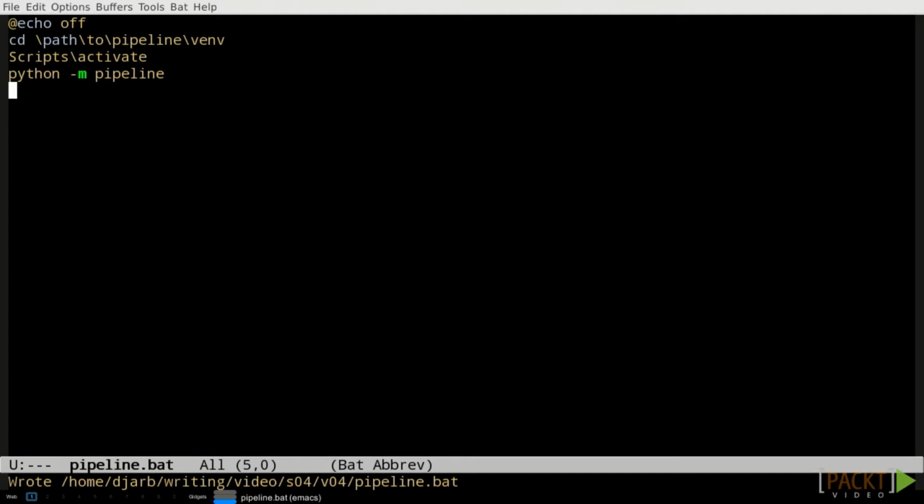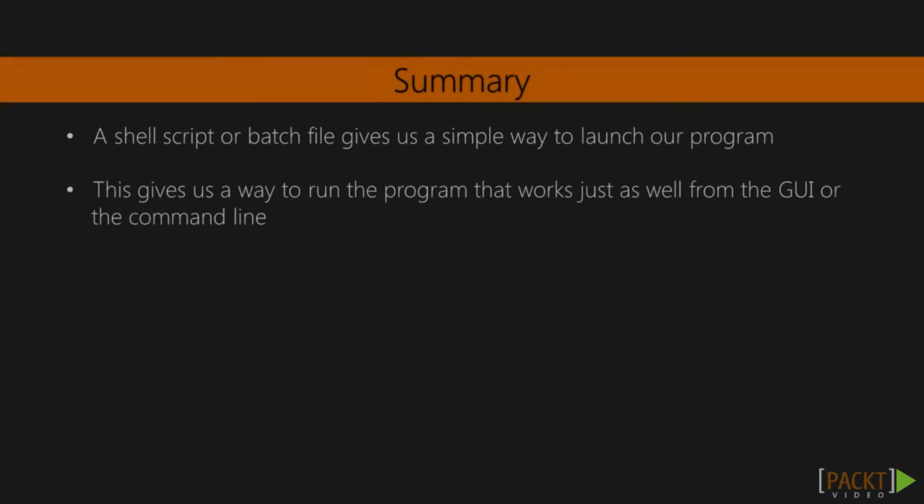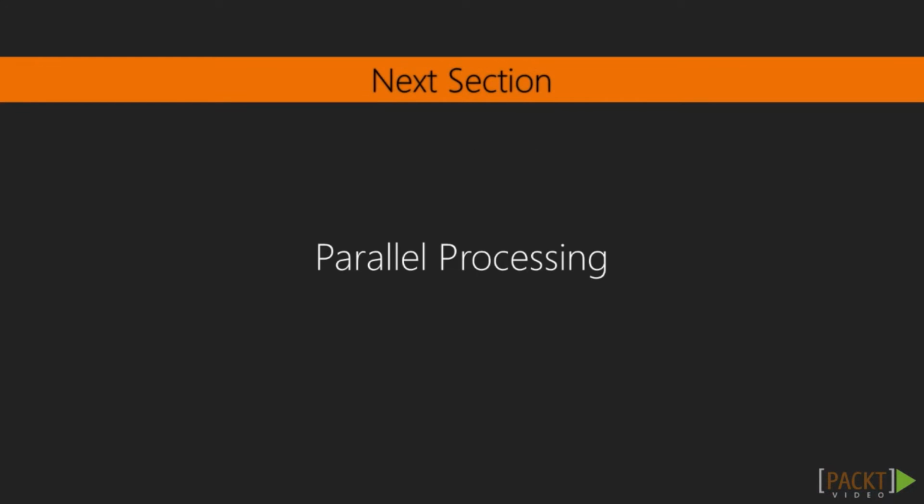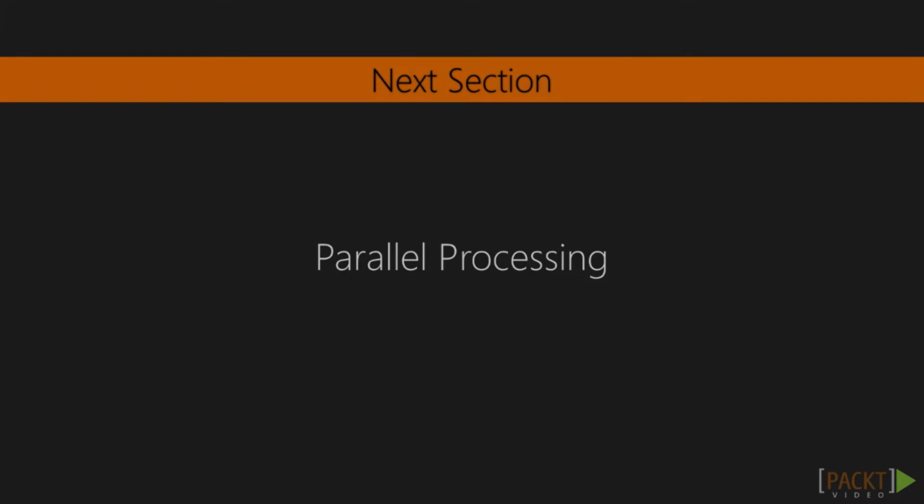That's it for our section on creating a command line utility. We've actually made a somewhat useful tool, and we can do it again whenever the need arises. So a shell script or batch file gives us a simple way to launch our program. This gives us a way to run the program that works just as well from the graphical interface or the command line. In the next section, we're going to look at how to do parallel processing in Python so we can take advantage of multi-core CPUs and multiple CPU computers to maximize our data processing rates.